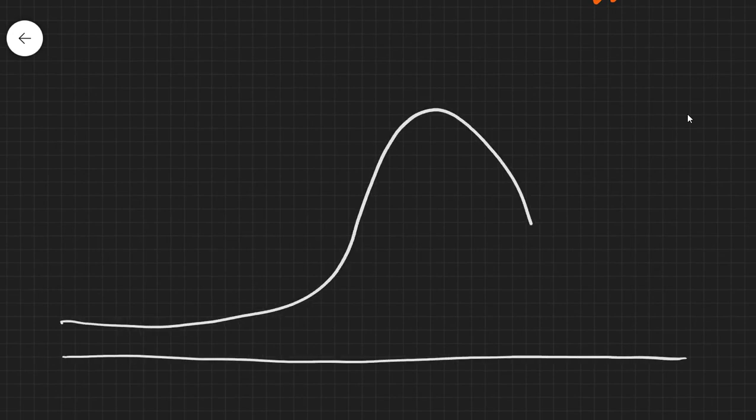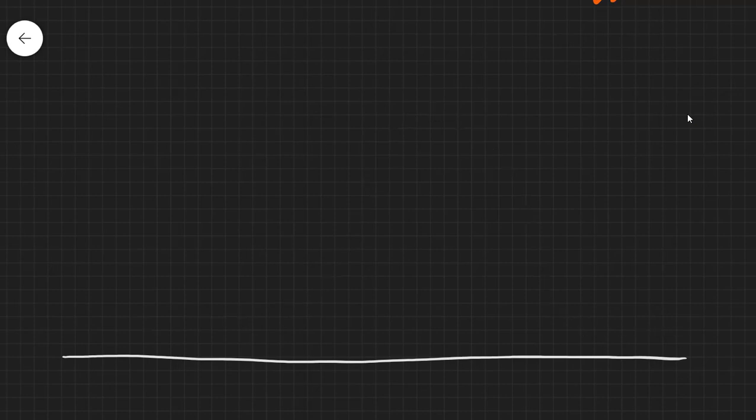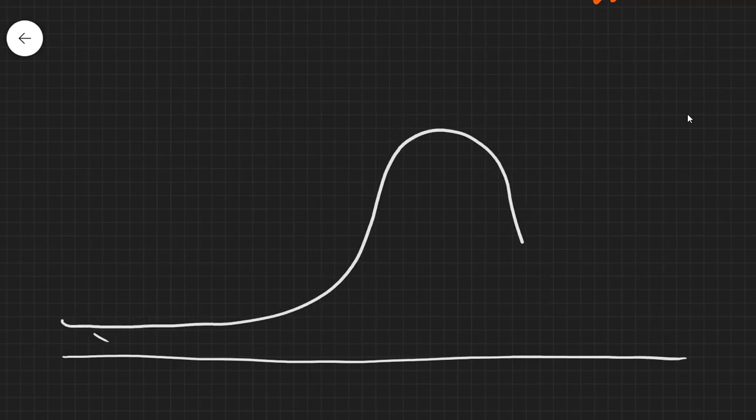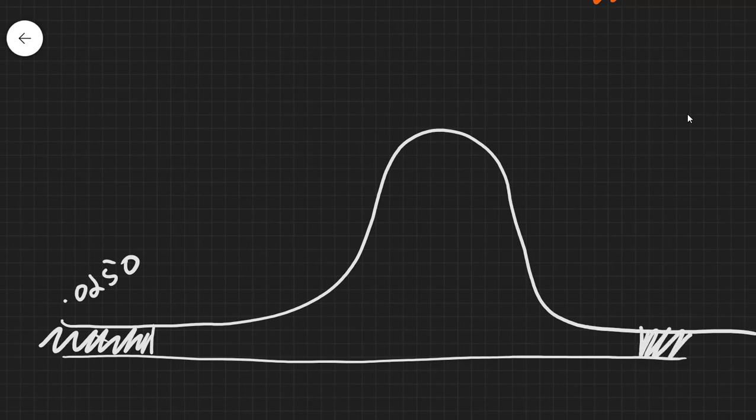Let's redraw this curve. Looks something like this. That is terrible. Let me do it again. Still not great, but whatever. And on the left-hand side, we have 0.0250. On the right tail, we have 0.0250.